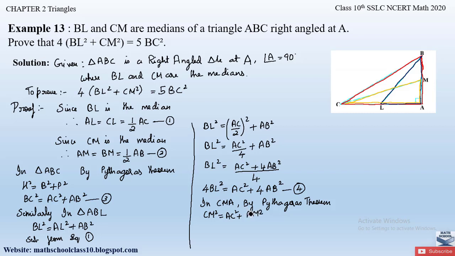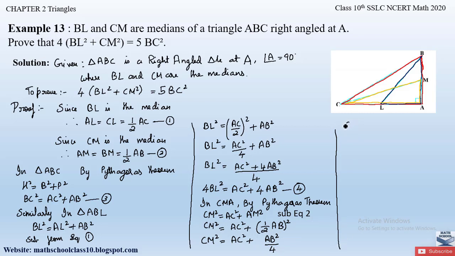Now again let us substitute the value of AM from equation 2. Since CM was the median, the side AB is divided into AM, which will be equal to BM, and that will be equal to half of AB. So let us substitute this value of AM in this equation. We will get CM square is equal to AC square plus half of AB, the whole square. Now opening the brackets, we will get CM square is equal to AC square plus AB square by 2 square, which is 4.